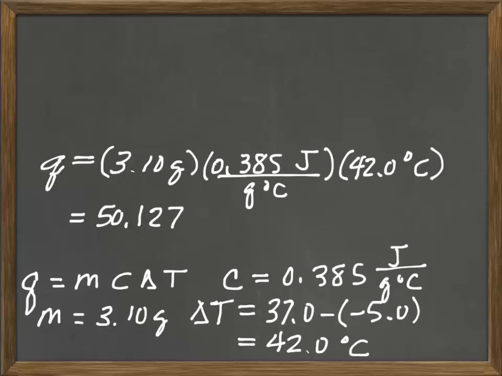And then let's look at the units. Grams cancel grams, and degrees Celsius cancel degrees Celsius, and I'm left with joules, which is good because joule is a unit of heat, and we're calculating heat. Now we have to look at the significant figures. Each of these numbers has how many significant figures? 3. 3.10, 0.385, 42.0. So our answer is going to have 3 significant figures. So we're going to call that 50.1 joules.